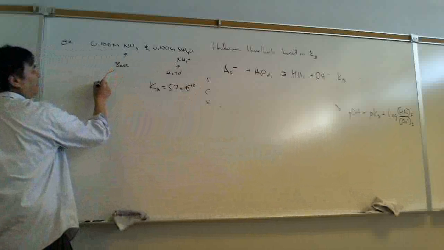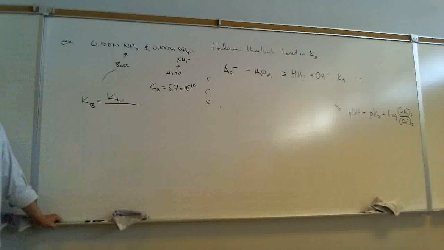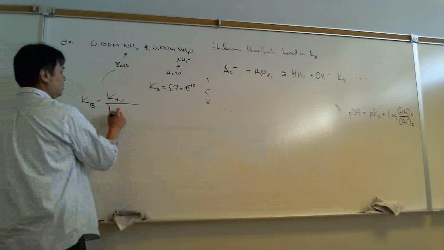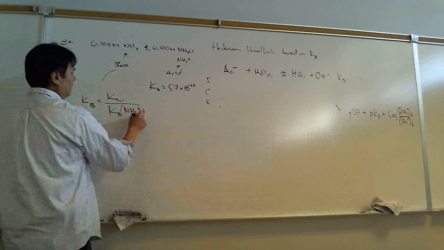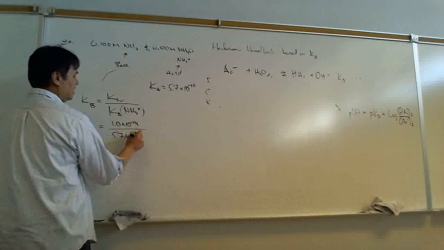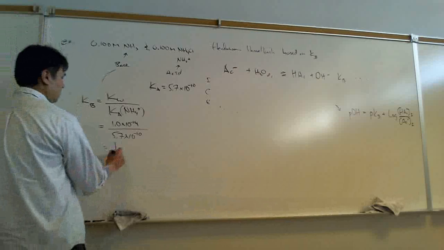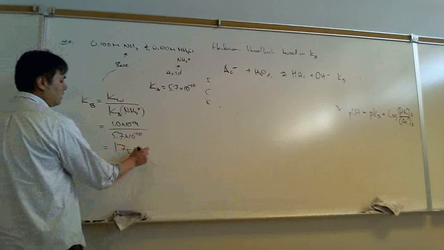And therefore, the Kb for ammonia should be Kw divided by the Ka for its conjugate acid. What's the conjugate acid of ammonia? NH4 plus. So this would be the Ka for ammonia, which is 1.0 times 10 to the minus 14 divided by 5.7 times 10 to the minus 10, which gives us a Kb of 17.54 times 10 to the negative 6. Okay, I'm going to change that to 1.75 times 10 to the negative 5.